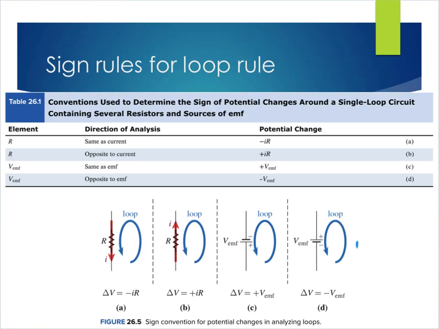If I start here, imagine if I go through a loop and when I get to the battery, in the direction that I'm traveling for my loop, I actually go from a positive terminal of the battery to the negative. That actually would be a potential loss. So I would write that as minus the EMF of the battery. So if it's like 12 volts, I will put minus 12.